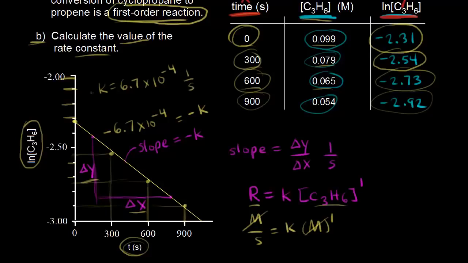All right, so we've now figured out the rate constant. We've proved that this is a first order reaction by graphing our data, and then we found the value of the rate constant by finding the slope of our best fit line.